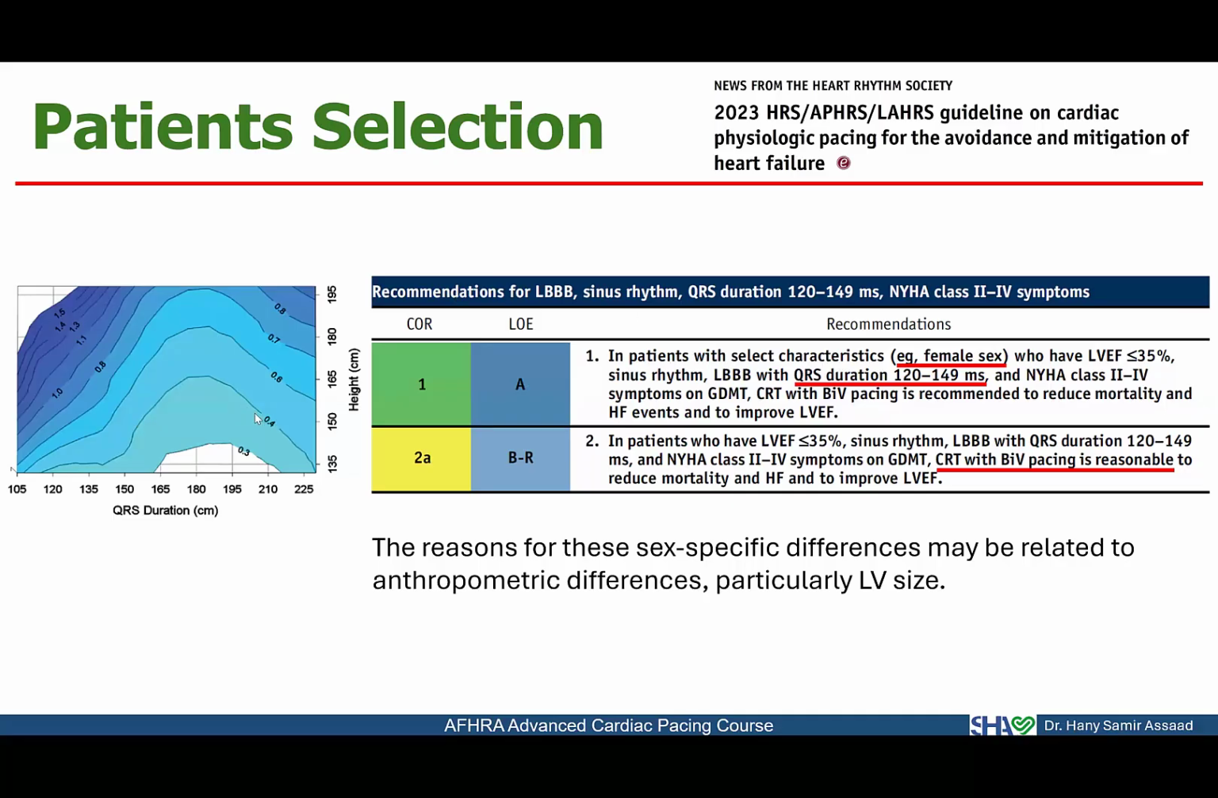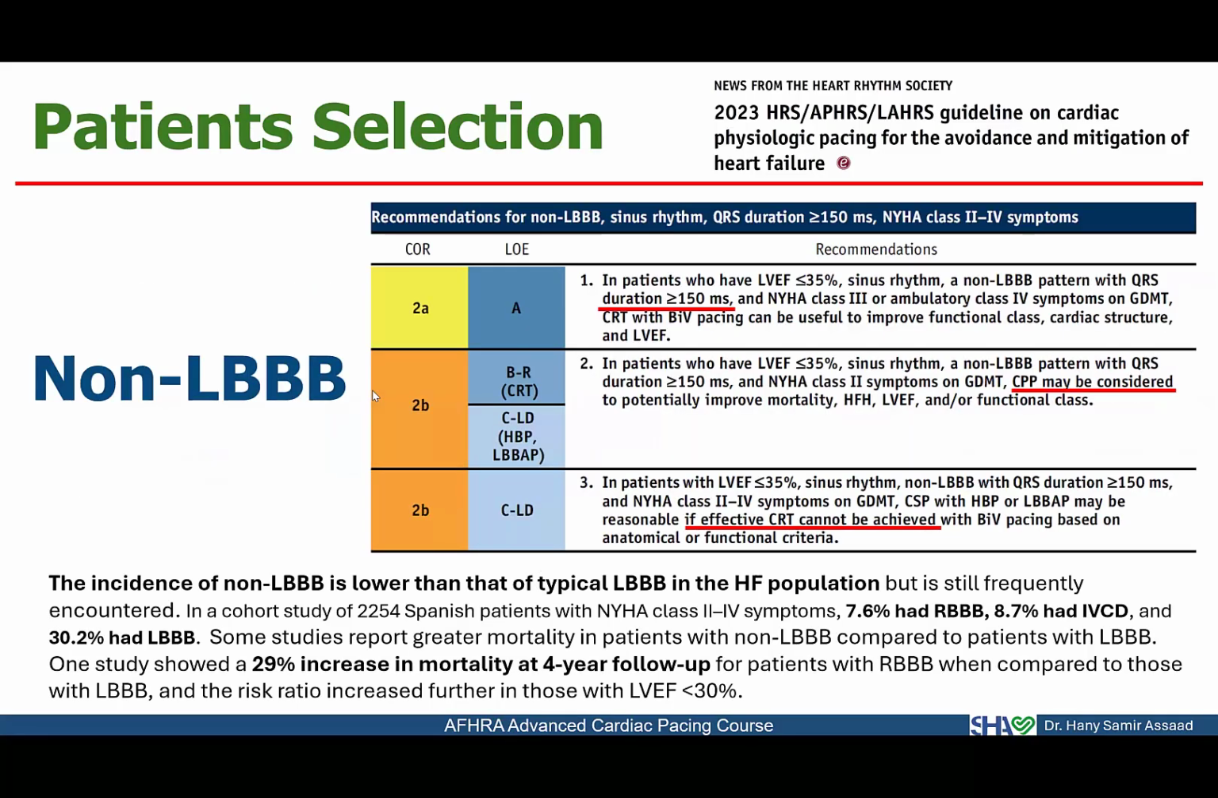What about the non-left bundle branch block morphology and the indication of biventricular versus conductive system pacing? It's a class 2A for those who have a non-left bundle pattern, but a very wide complex duration of more than 150 milliseconds. And you may consider conductive system pacing if the patient is unable to have biventricular pacing, or it was not possible for implantation, and you can start it from the beginning, but with a weaker level of recommendation of 2B instead of 2A.